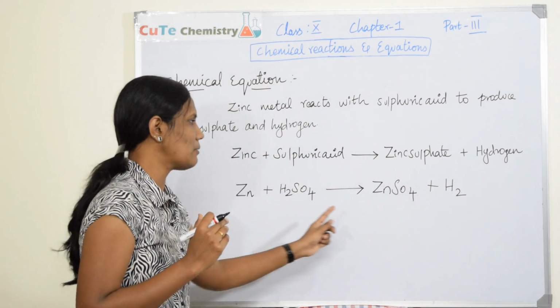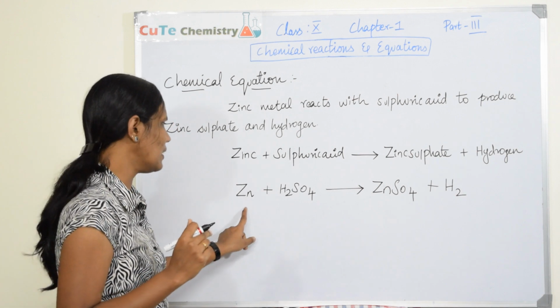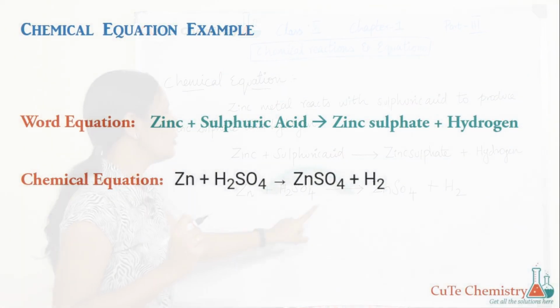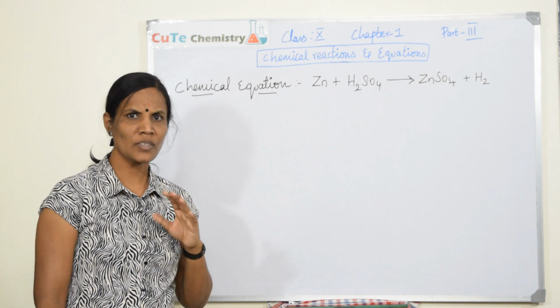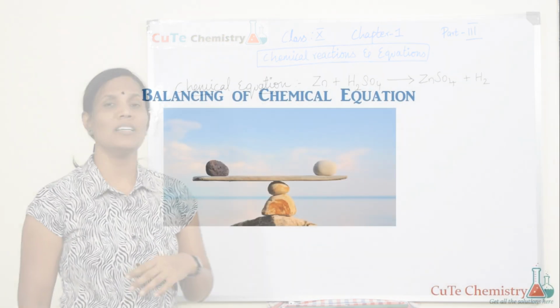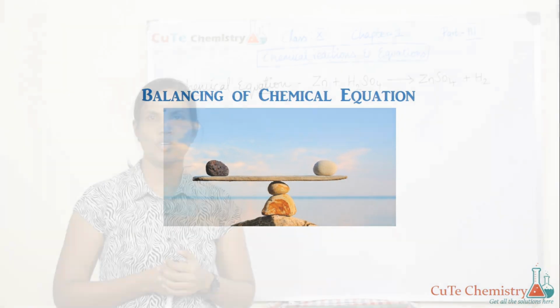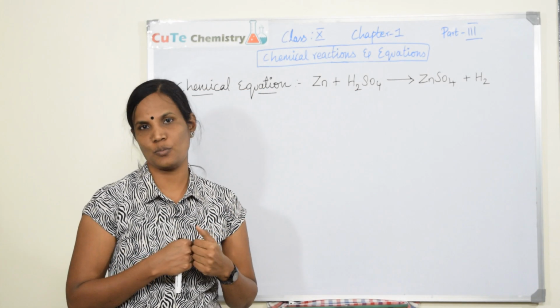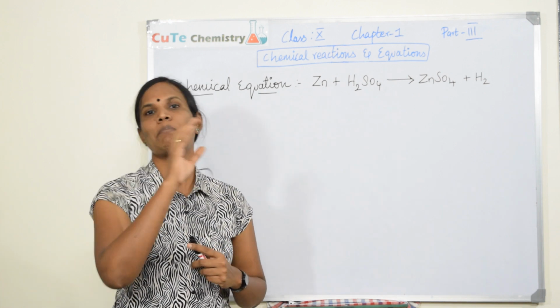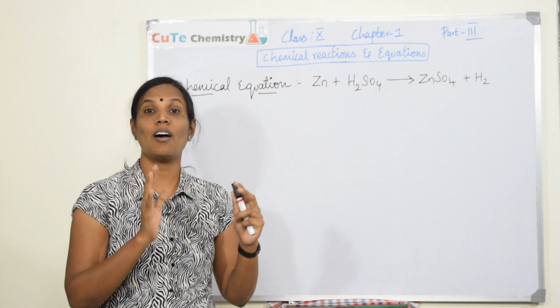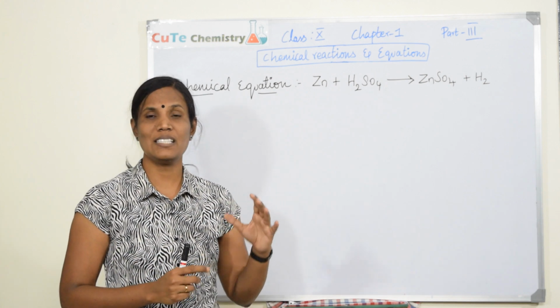So this is the chemical equation for zinc reacts with sulfuric acid to give zinc sulfate and hydrogen gas. So we have written a chemical equation. Always in a chemical reaction, the equation has to be balanced. Do you know why the equation has to be balanced? In general, no molecules or atoms can escape out from the reaction. Energy will always be conserved, which means it cannot escape.